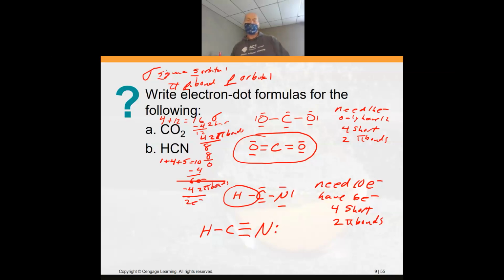Oh, let me do it this time. All right, good. Now we have our structure of HCN. If you have to add 2 pi bonds, sometimes it's 2 double bonds, sometimes it is 1 triple bond.